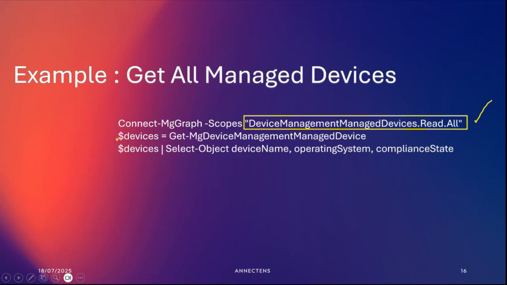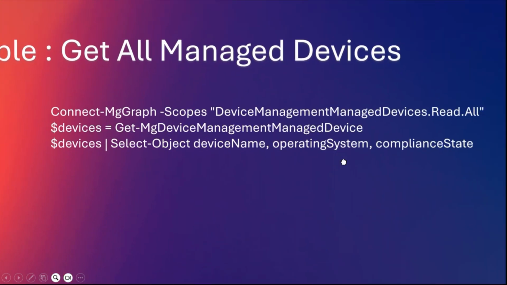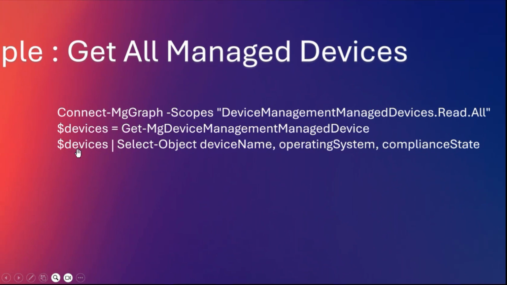Then in the devices variable, I'm saving all these managed devices content, and then from all these devices, I am filtering. Let me zoom in, that will be easier. So out of this devices variable, we are using a pipe. We are selecting the object which is device name, operating system, and compliance state.